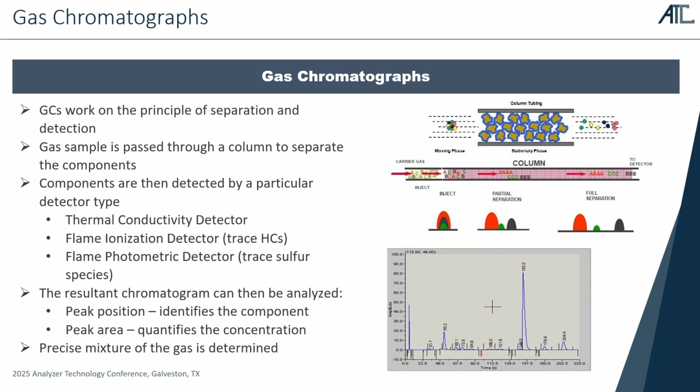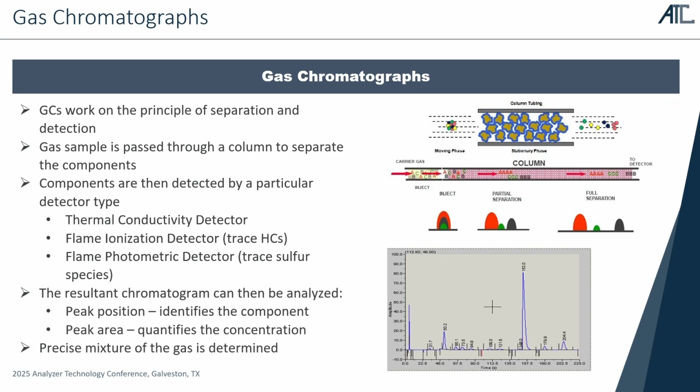So next I'm going to talk about some of our gas analysis capabilities and how they can be used in CCUS. So first of all, gas chromatographs. GCs work on the principle of separation and detection, where gas samples pass through a column which separates out the different components. They can then be detected by a particular detector type, so things like thermal conductivity detector for inert components, flame ionization detectors for trace hydrocarbons, and flame photometric detectors for trace sulfur species.